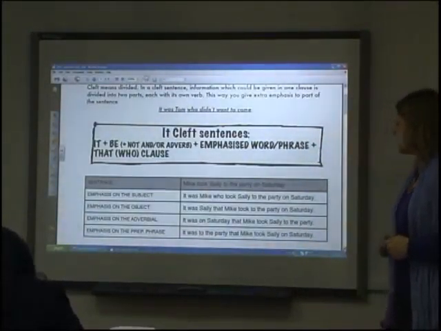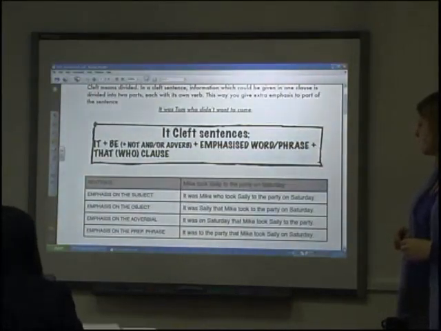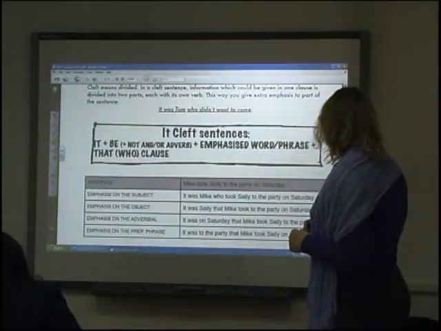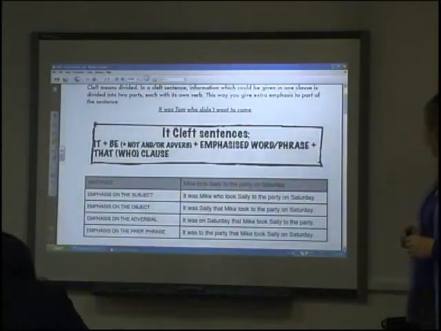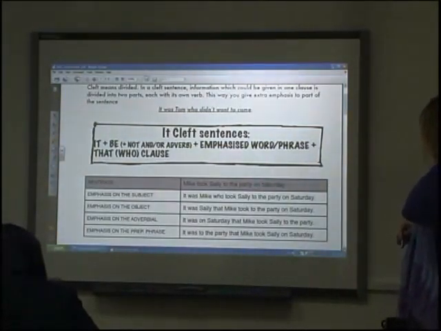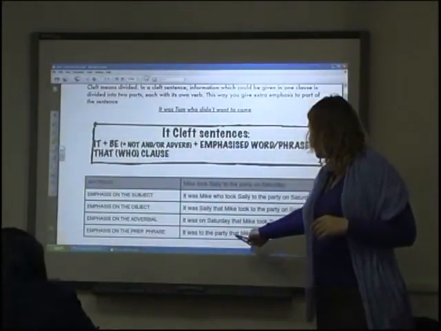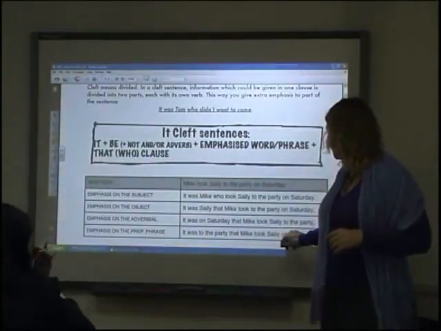Not Monday, not Wednesday, but Saturday. And the last one, emphasis on the prepositional phrase: It was to the party that Mike took Sally on Saturday. Well, I don't know what they mean by prep phrase. Preparation for the... It was to the party that Mike took Sally on Saturday. So where? To the party.